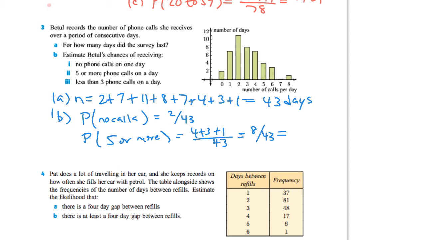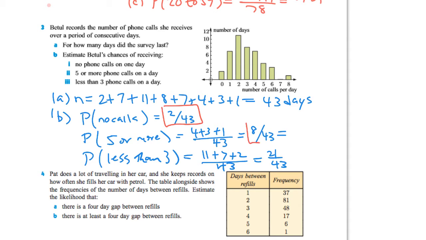Okay, and honestly, if they don't ask me for a decimal, I don't spend my time making decimals here. Answering probability questions with fractions, decimals, or percents are all fine unless the instructions want a specific format. All right, so less than 3. That looked like it happened 11 plus 7 plus 2 out of 43, or 21 out of 43. Okay, so we got a 2 out of 43, an 8 out of 43, and a 21 out of 43.